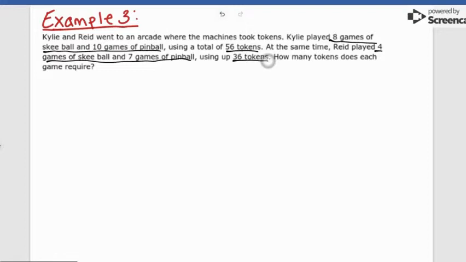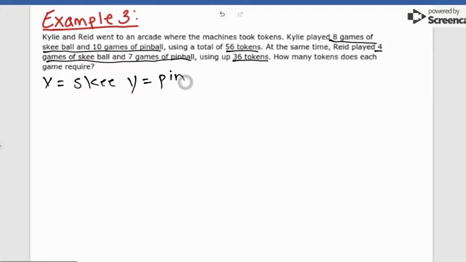So before step 1, we need to make our equations. You need to find which variable is which. So in this equation, we'll make x equal skee-ball, and we'll make y equal pinball. So now you know what variable is which. Now we need to make our equation. We'll have an equation for Kylie and then one for Reed.